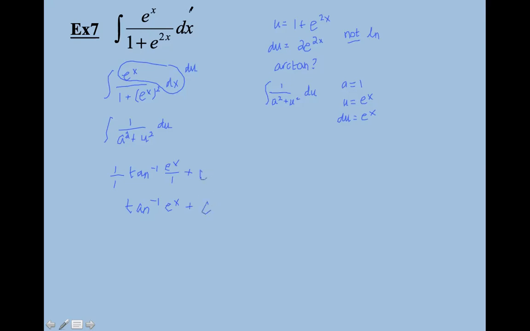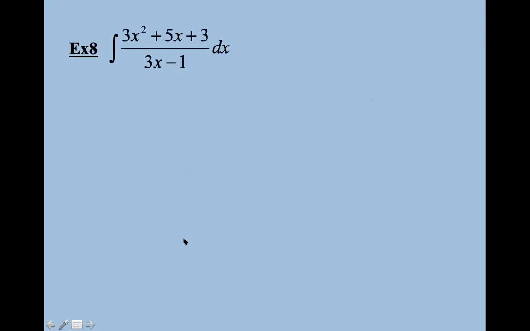All right, could there be one like that on the AP exam? Yes, I'd say that's pretty likely, right? That's not a very far stretch to get to that one. All right, so I hope looking at these other techniques helped you. Your assignment is at AP Classroom.